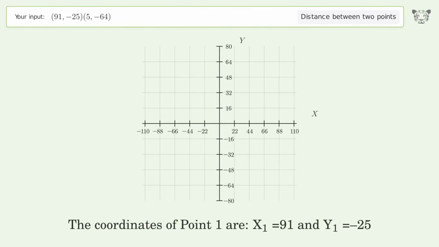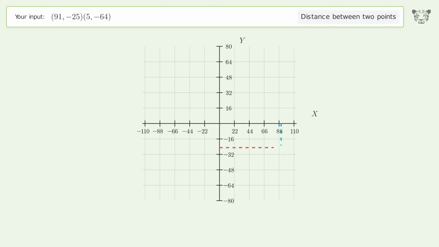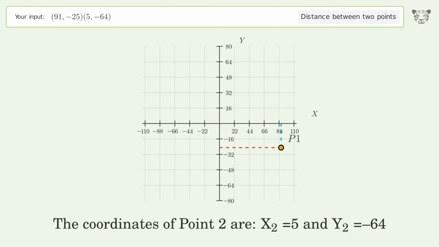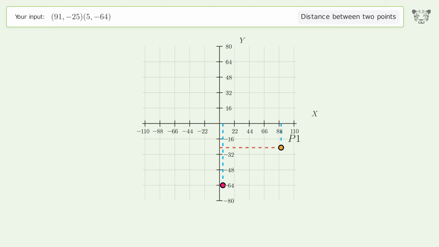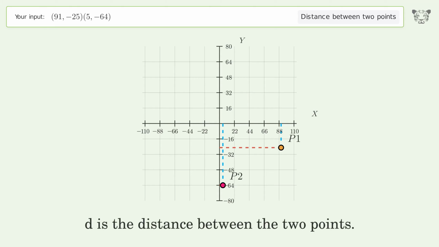The coordinates of point 1 are x1 equals 91 and y1 equals -25. The coordinates of point 2 are x2 equals 5 and y2 equals -64. D is the distance between the 2 points.